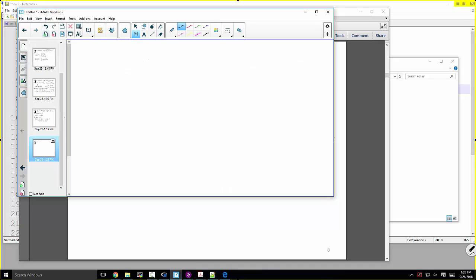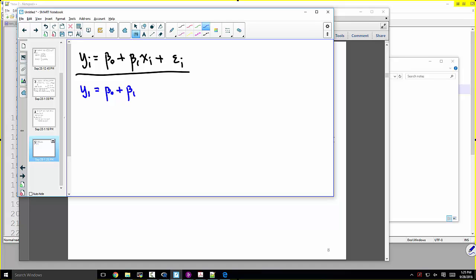If the model is yi equals beta 0 plus beta 1 xi plus epsilon i, then we could represent all of our data like this. We could say individual 1 is beta 0 plus beta 1 x1 plus epsilon 1. And similarly, individual 2, beta 0 plus beta 1 x2 plus epsilon 2. Dot, dot, dot, yn is beta 0 plus beta 1 xn plus epsilon n.